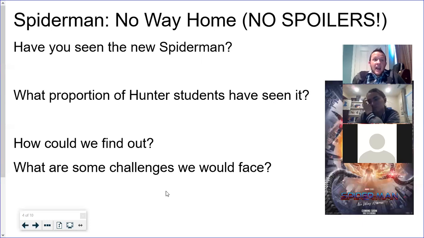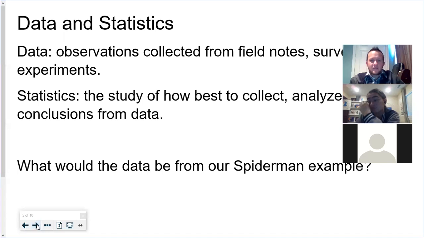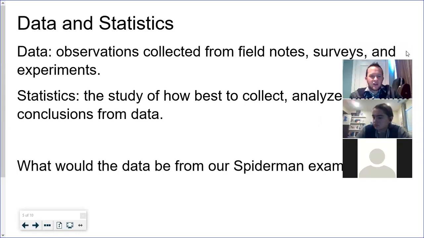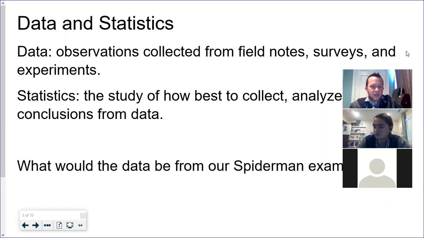But then again, how do we choose our sample? How do we make sure that sample reflects the overall population? Again, that's a challenge we're going to face. We'll talk more about that in the future. Okay, so let's talk about just a couple of vocab words. So data is going to be the observations collected from field notes, from surveys, from experiments. So our data is our observations, okay?